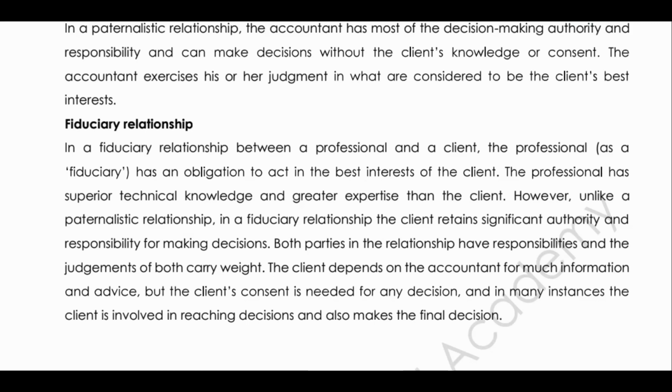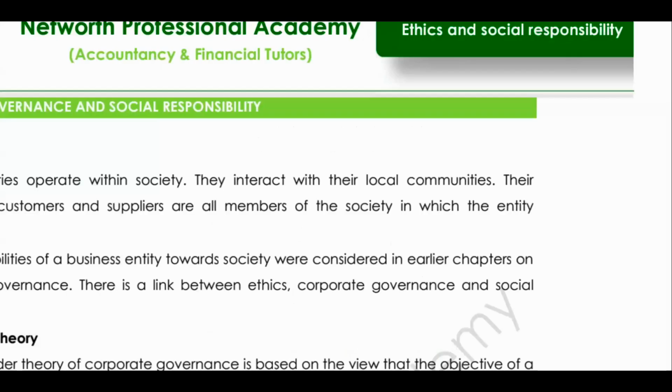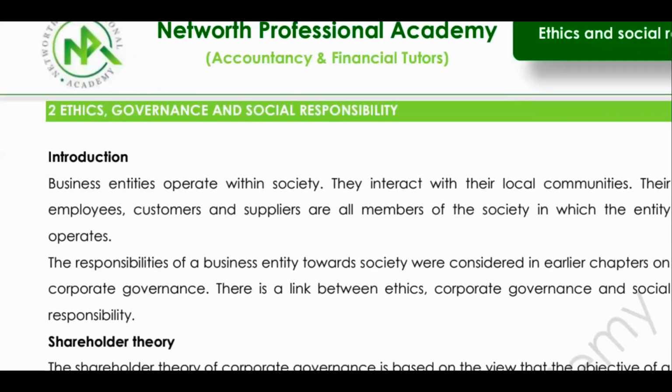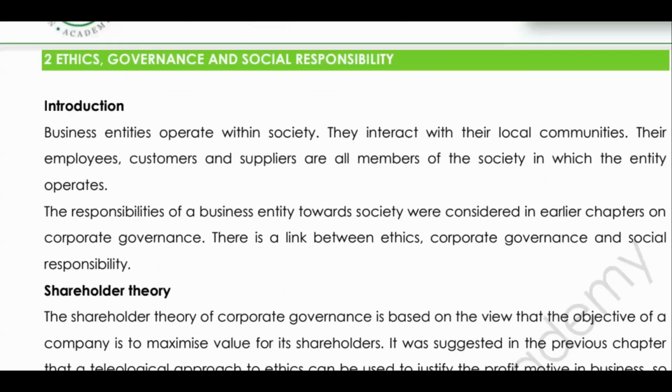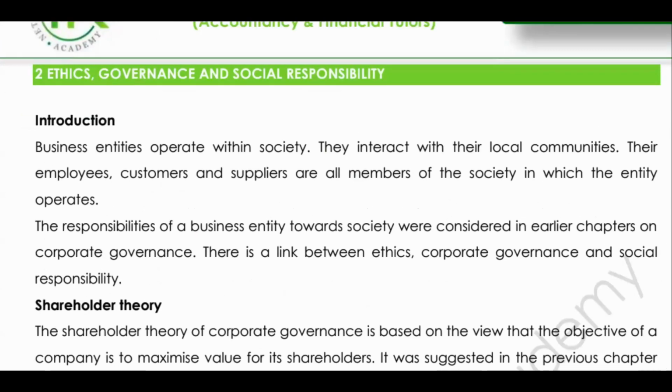Now, when you want to have surgery, they give you a form to fill. You fill that form to consent. You need to give consent. Nobody is going to work on you, nobody is going to open your belly, nobody is going to do anything without formal consent. Do we get it? So that's that about fiduciary relationship. Don't forget that we are still talking about ethics and social responsibility. And that takes us to ethics, governance, and social responsibility.